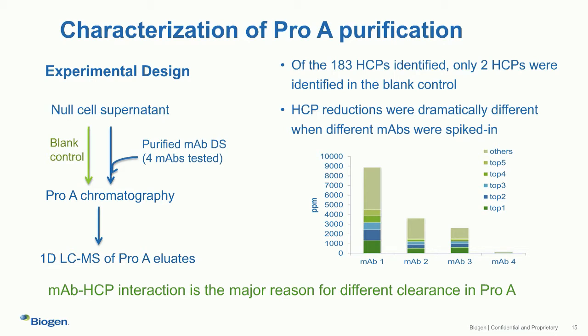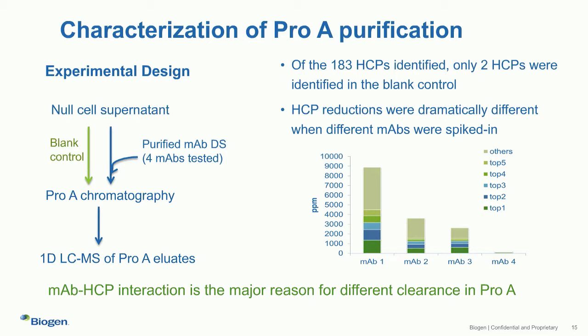Basically, one of the mAbs, like mAb1, seems to be very dirty or sticky. The host cell protein level in the Pro A eluate is as high as 9,000 ppm. For mAb4, it's relatively clean or inert. The host cell protein level is below 300 ppm. We did repeat this wide, big difference in host cell protein reduction when different mAbs were studied, although the host cell protein in the null cell supernatant is at the same level.